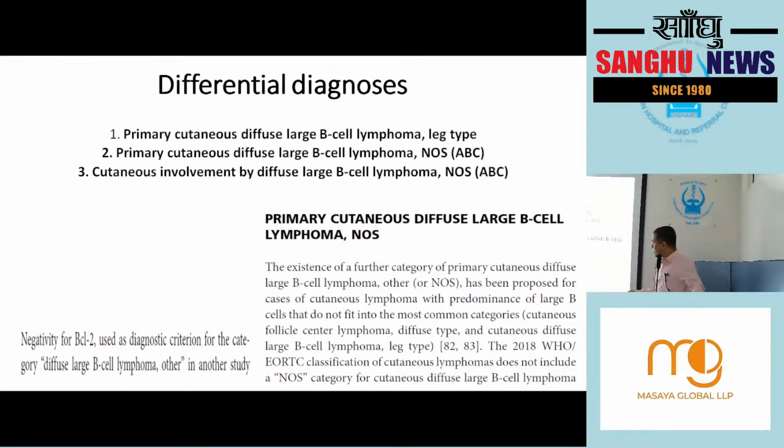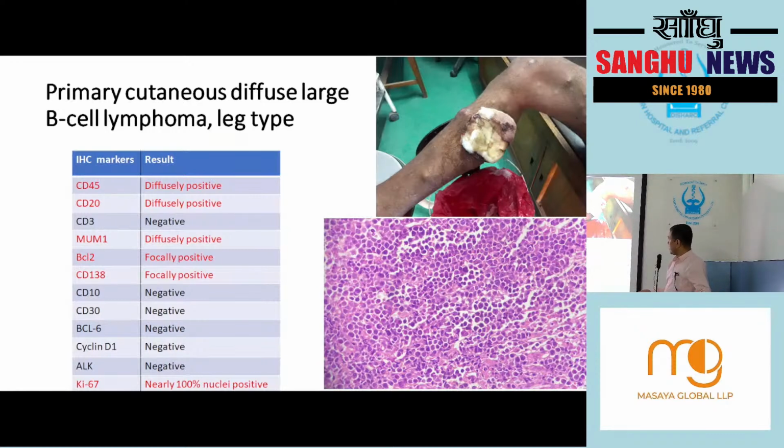And the criterion for distinguishing this is BCL2. If BCL2 is positive, then we write leg type. If BCL2 is negative, we write NOS. Our case was MUM1 positive, that's why it is a non-GCB type, ABC type. And maybe secondary DLBCL, nodal, that has involved the skin, is also possible. But in this case, there is no lymphadenopathy, and BCL2 is positive, so my diagnosis is number 1, leg type. With these pictures, I have made a diagnosis of leg type DLBCL.